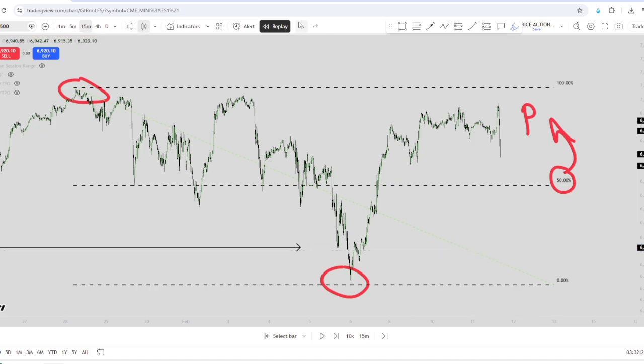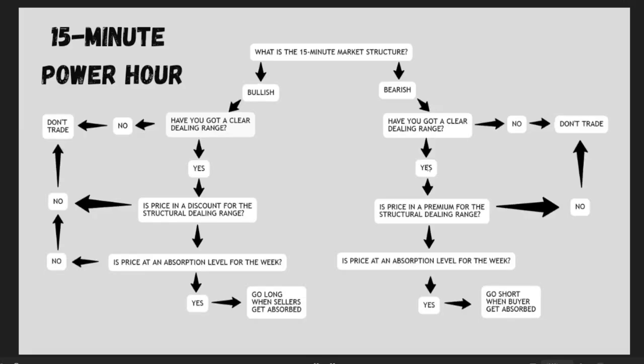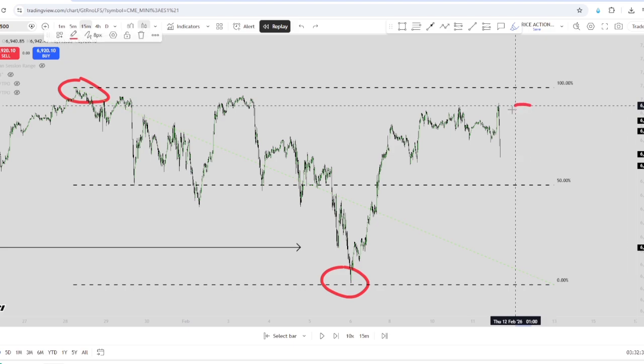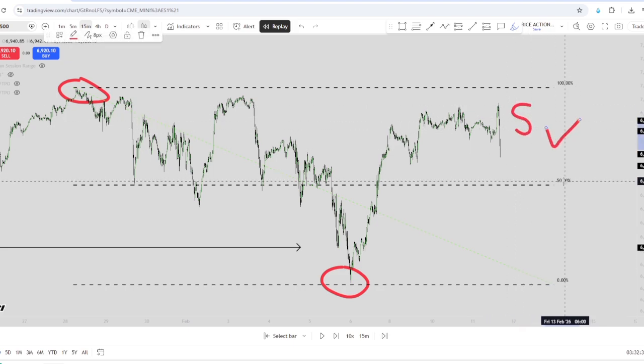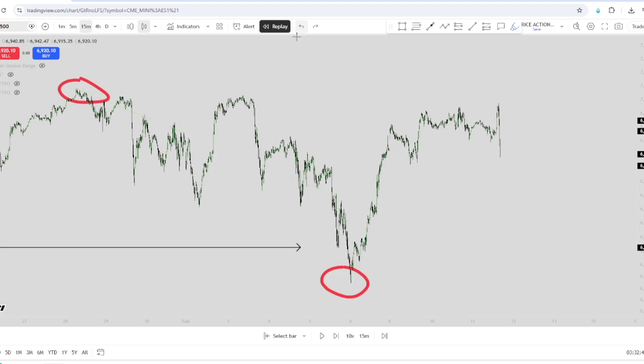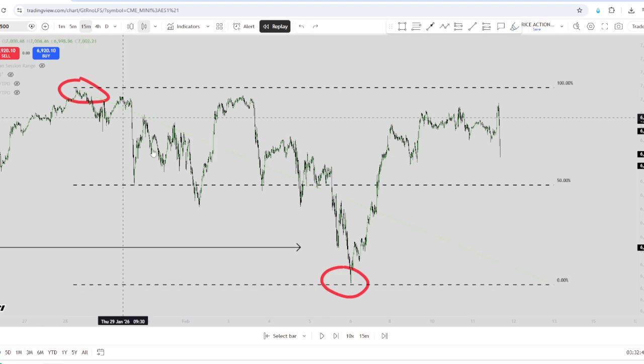And so when it comes to choosing our key levels, it's important to understand, as my flowchart says over here, is price in a premium for the structural dealing range? So the short was here. Yes, we were above the 50%. We were in a premium, because we were above that 50%.